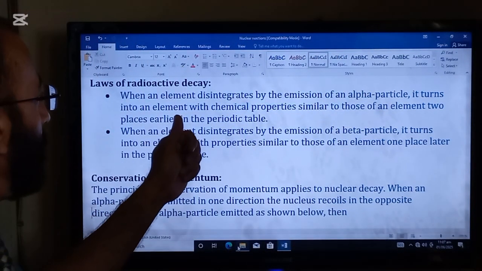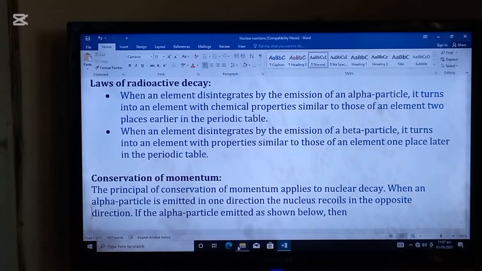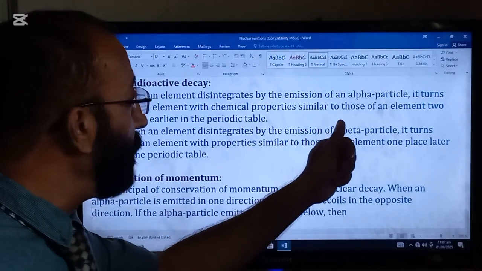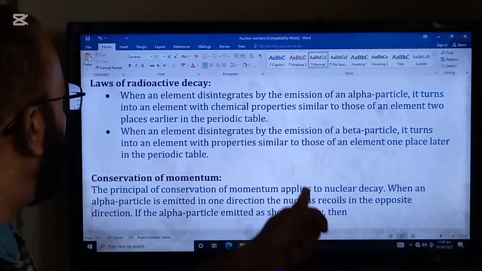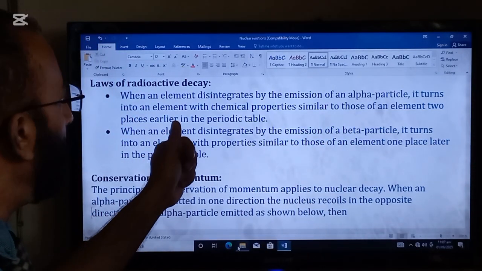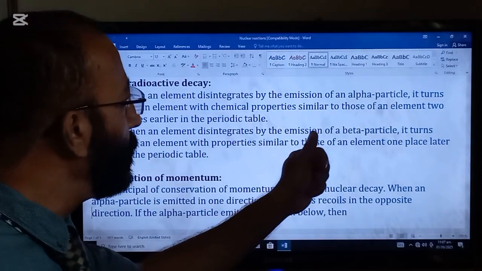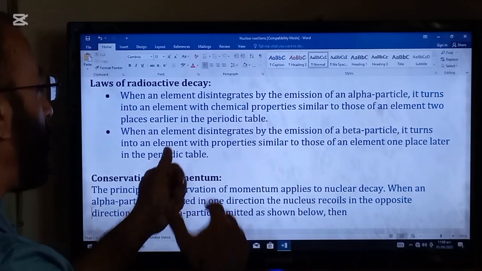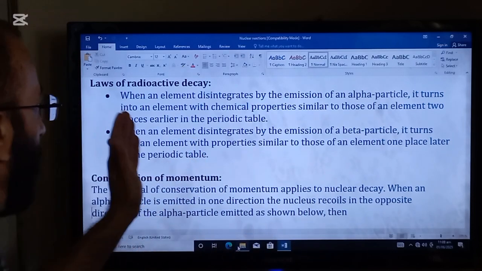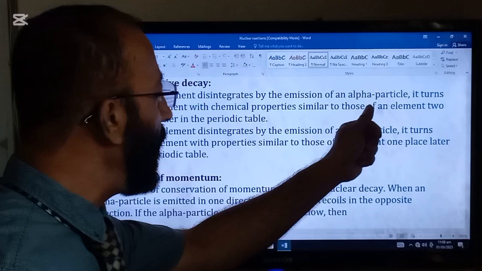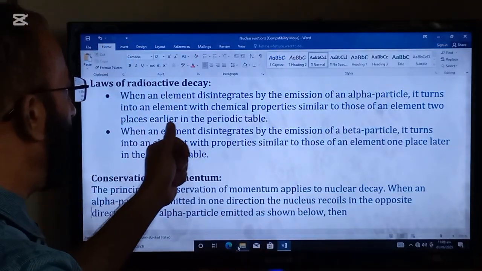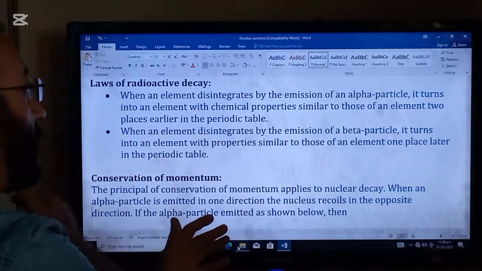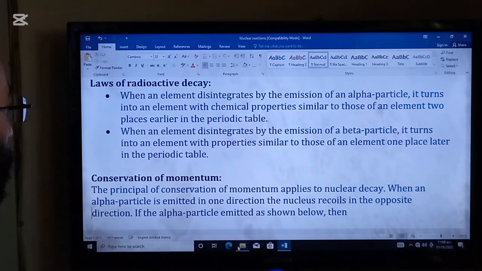Laws of radioactive decay. When an element disintegrates by the emission of an alpha particle, it turns into an element with chemical properties similar to those of an element two places earlier in the periodic table. So concentrate. When an element disintegrates by the emission of the alpha particle, it turns into an element with chemical properties similar to those of an element two places earlier in the periodic table.